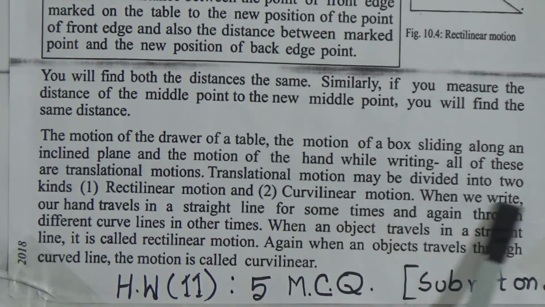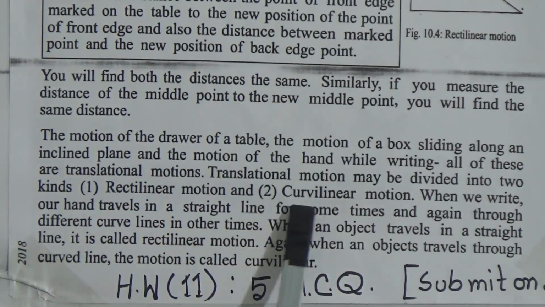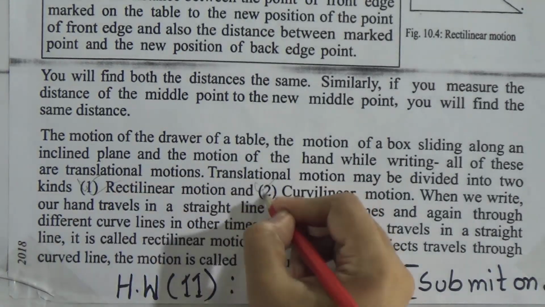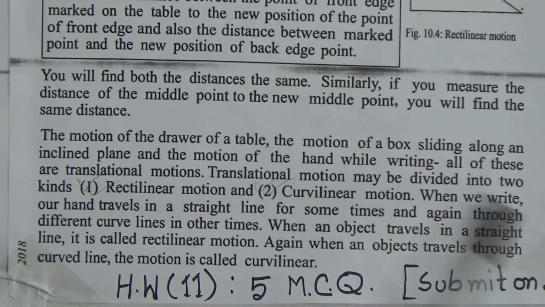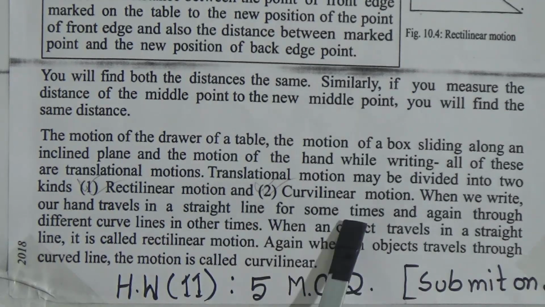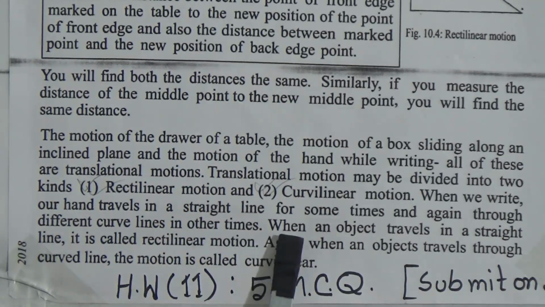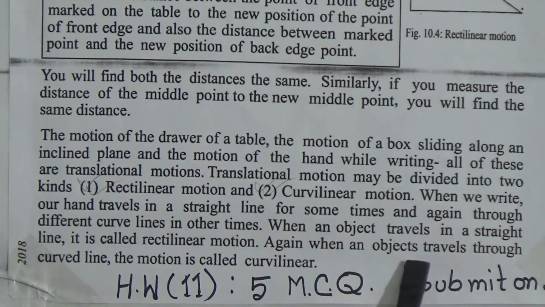Translational motion may be divided into two kinds, that is, rectilinear motion and curvilinear motion. You have to memorize the names of these two motions. When we write, our hand travels in a straight line for some time and again through different curved lines at other times. When an object travels in a straight line, it is called rectilinear motion, and when an object travels through a curved line, the motion is called curvilinear motion.